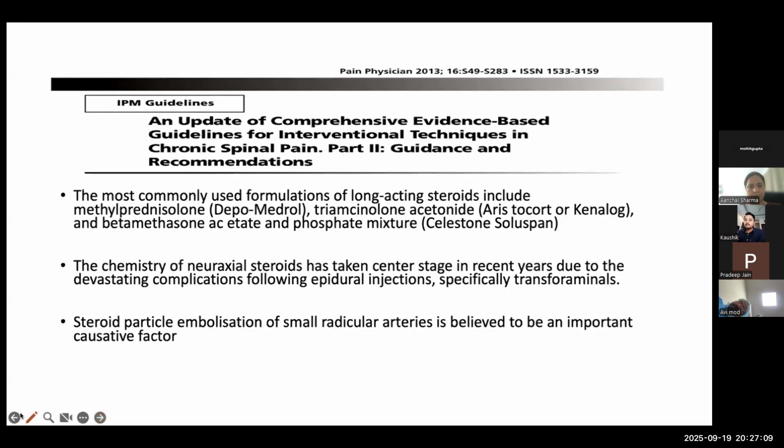So the next set of guidelines are from the IPM set of guidelines, which is an update of comprehensive evidence-based guidelines for interventional pain techniques. In these guidelines, they studied the most common steroids used, such as methylprednisolone, triamcinolone, and betamethasone, and they found that the risk of embolization does exist with particulate steroids.